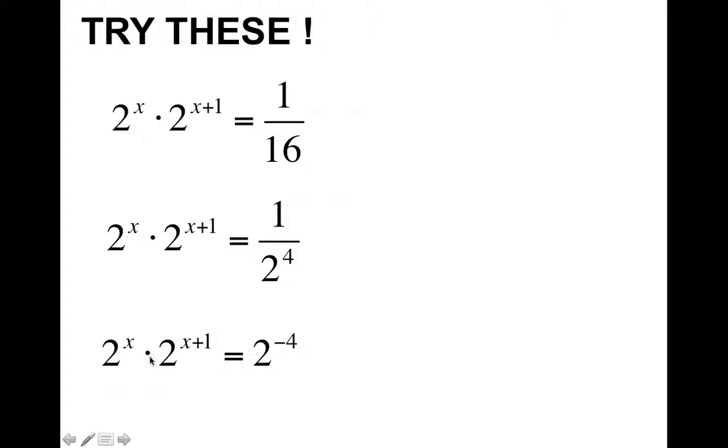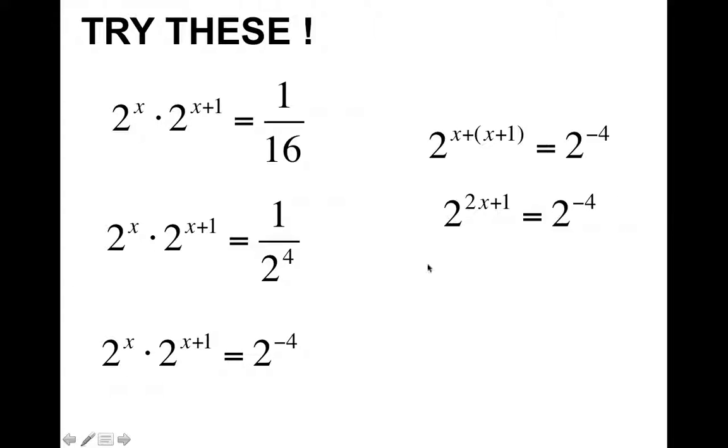So the rule here is when you multiply, you're going to add those exponents, right? When you multiply, you add them. So that becomes x plus 1. I'm adding those two exponents. This remains the same. Now I'm going to combine those to simplify it. That becomes 2x plus 1.